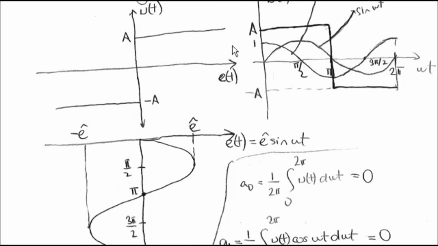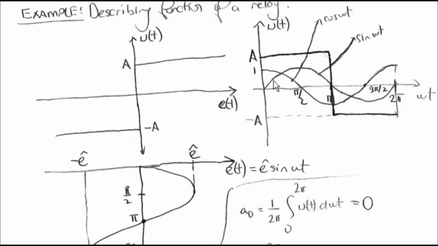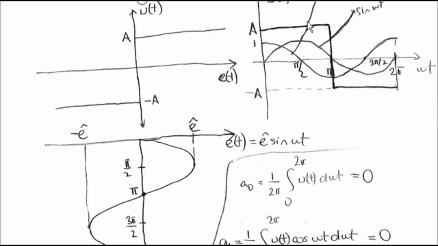Now, what we are going to do here is on the right, I'm going to draw the output. The output is called u of t, and I'm going to be drawing it with respect to the variable omega t again. That is actually the integration variable. So that is why we are going to be drawing everything with respect to omega t. So this is my input, and this is going to be my output here.